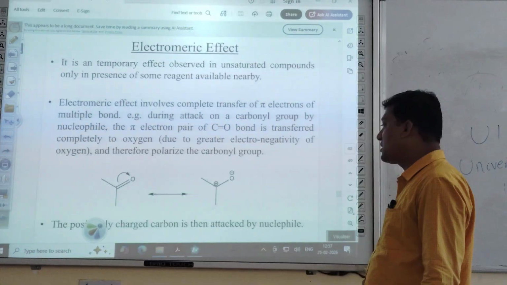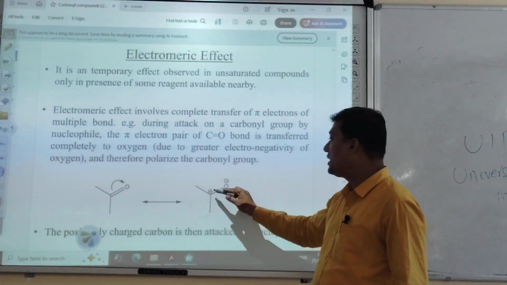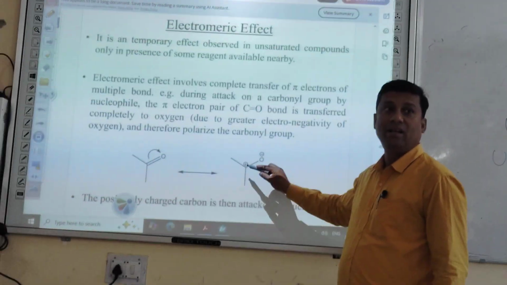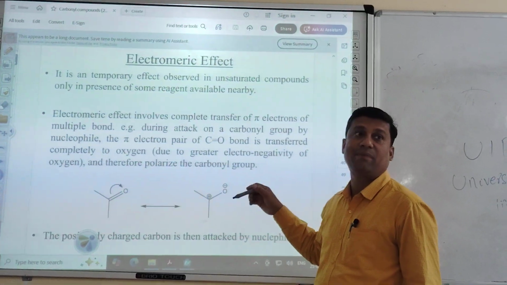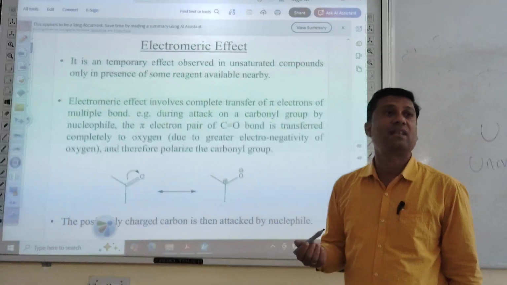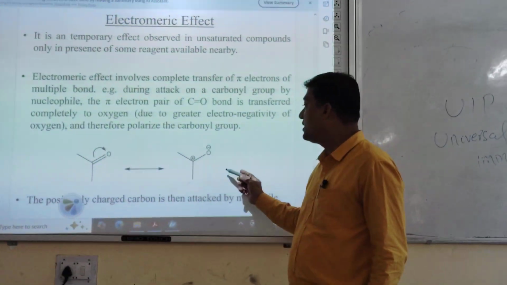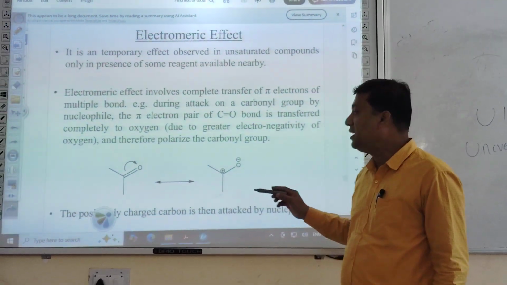The positively charged carbon is then attacked by the nucleophile. This is positively charged, and this carbon will be attacked by a nucleophile. Nucleophile means negative charge species. The negative charge species will easily attack the carbonyl carbon which is positively charged.